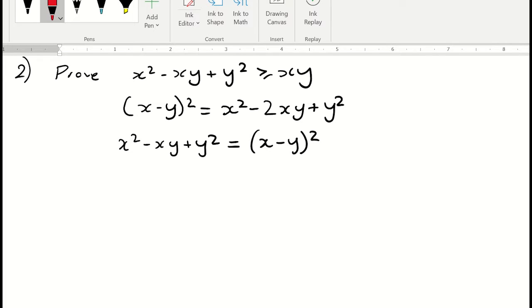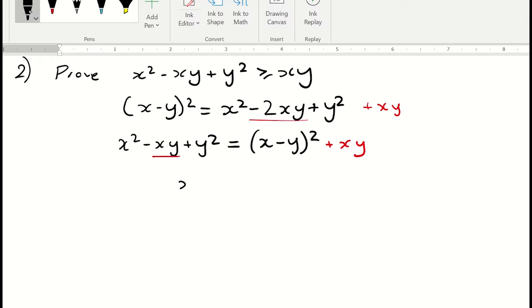But to get them equal, I would have to add an xy onto this one. So it would just become negative xy, which is what I'd want. So plus xy. So now I can say they're equal to each other as long as there's a plus xy on the end.